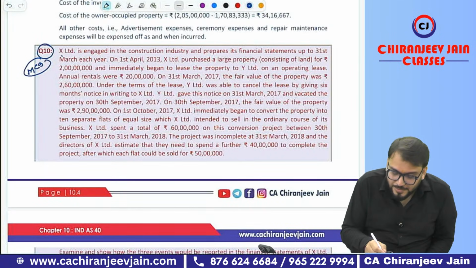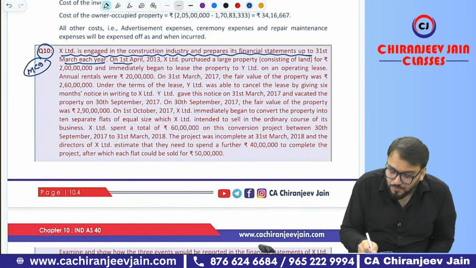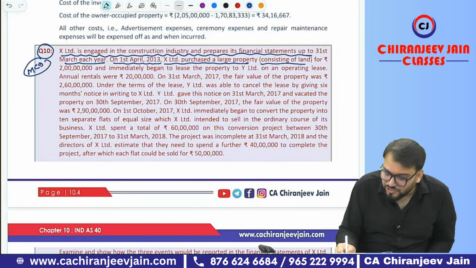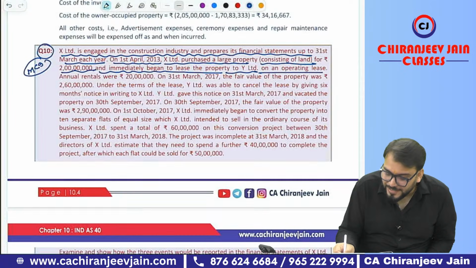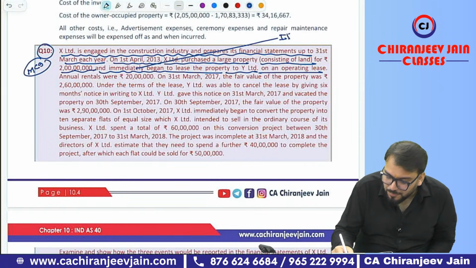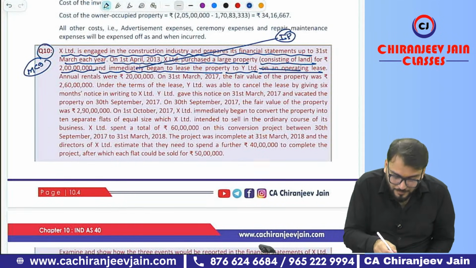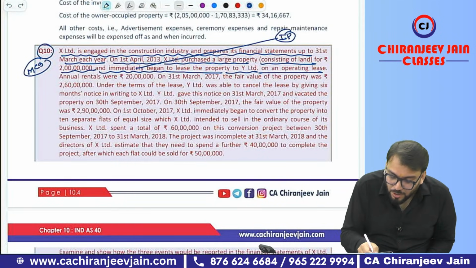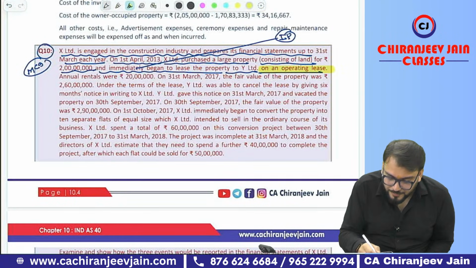What have they given? X Limited is engaged in the construction industry and prepares financial statements up to 31st March each year. On 1st April 2013, X Limited purchased a large property consisting of land for 2 crore and immediately began to lease the property to Y Limited on an operating lease. Means the land will be classified as investment property because it is given on operating lease. So it is given on what? Operating lease. So it is an investment property. Ind AS 40 will be applicable.